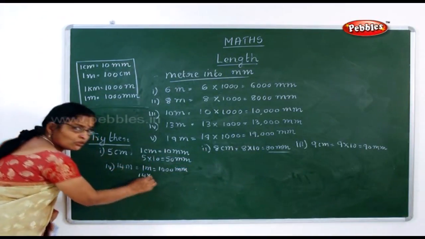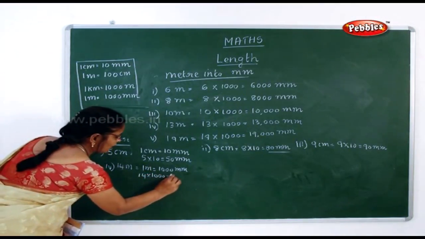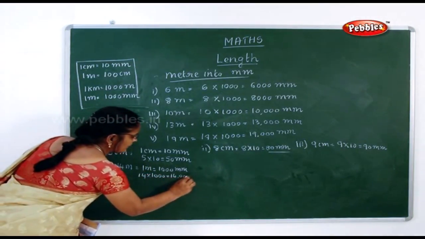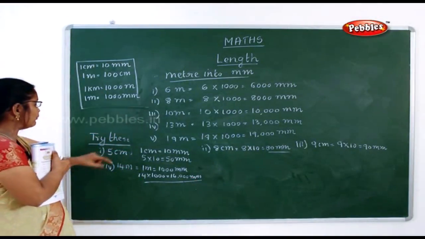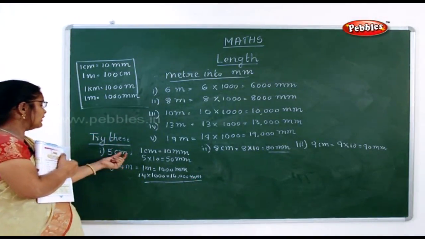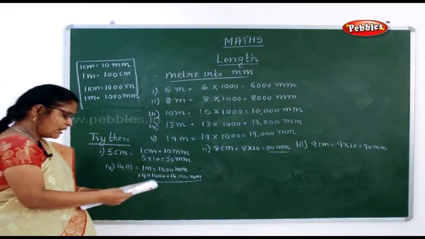Now how will you do this 14 meter? 14 into, yeah, very good, 1000. So you get 14,000 millimeter. You have to be very careful. You have to see how you have to convert centimeter to millimeter or meter to millimeter.